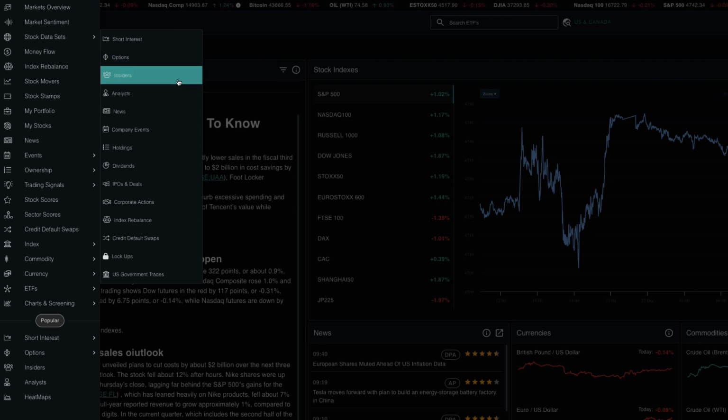Insiders data. Many investors will often follow insider holdings and trading activity since those individuals know more about the inner workings of a company than any other market participant. Tracking changes in insider holdings can offer important information regarding investor sentiment, as large buying or selling activity can be interpreted as bullish or bearish respectively.